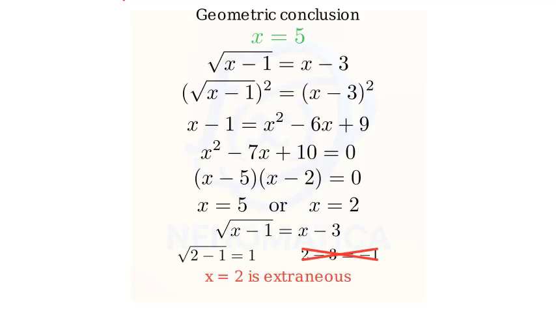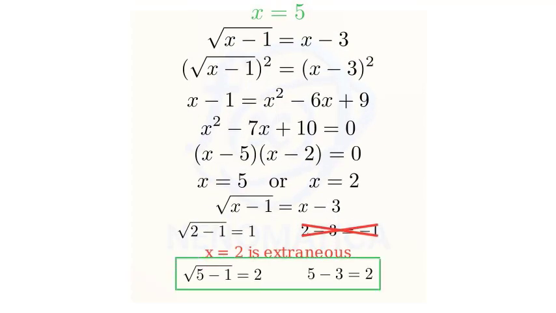The left side is square root of 1, which equals 1, but the right side is 2 minus 3, which equals -1. Not equal. So x equals 2 is extraneous. Now substitute x equals 5.